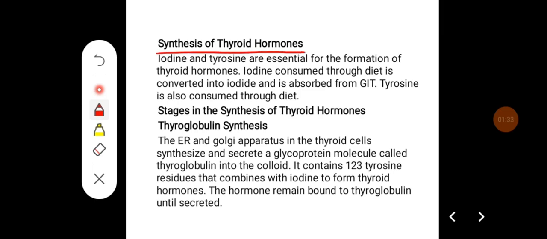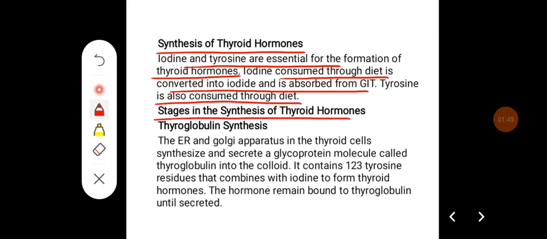Thyroid hormones. Iodine and tyrosine are essential for the formation of thyroid hormones. Iodine consumed through diet is converted into iodide and is absorbed from the GIT. Tyrosine is also consumed through the diet. Stages in the synthesis of thyroid hormone. The first step is thyroglobulin synthesis.